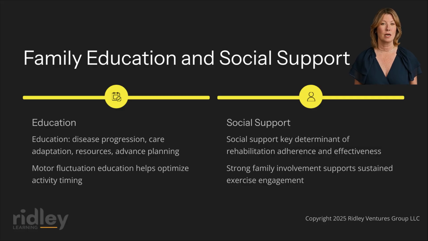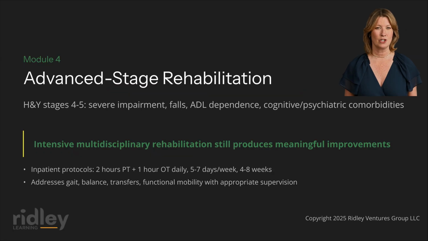home environment. Occupational therapy assessment should include evaluation of the social support system and identification of strategies to strengthen support for rehabilitation goals. We now transition to Module 4, which addresses advanced stage rehabilitation and palliative considerations.